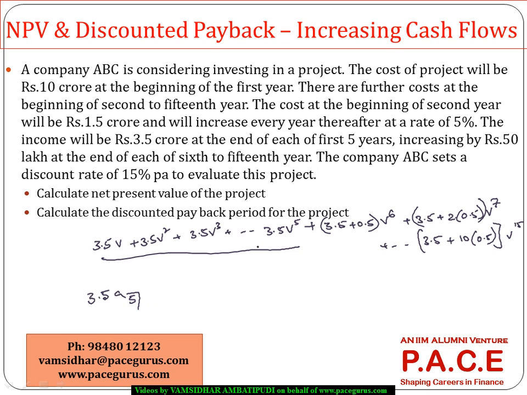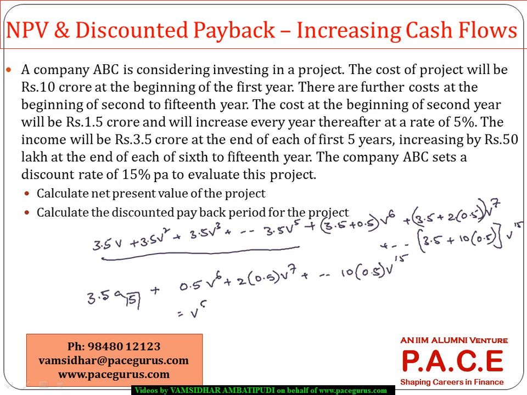The first 5 years, I will write it as 3.5 A5. Then, probably I can do it for the first 15 years, there is a 3.5, so I'll write 3.5 A15. And after this I have something like 0.5 V^6 plus 2 into 0.5 V^7 plus so on, 10 into 0.5 V^15.